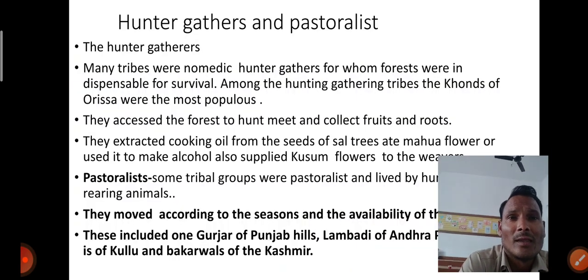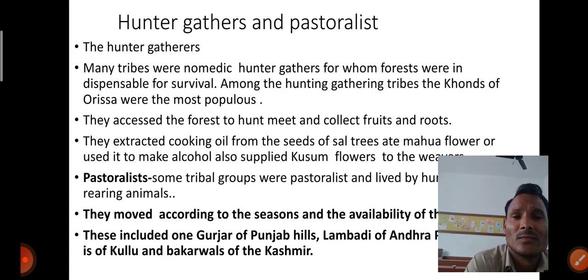Now we will see some tribal groups. First is hunters and gatherers. Many tribes were nomadic hunter-gatherers for whom forests were indispensable for survival. Among the hunting-gathering tribes, the Khonds of Odisha were the most populous. They accessed the forest to hunt meat and collect fruits and roots.